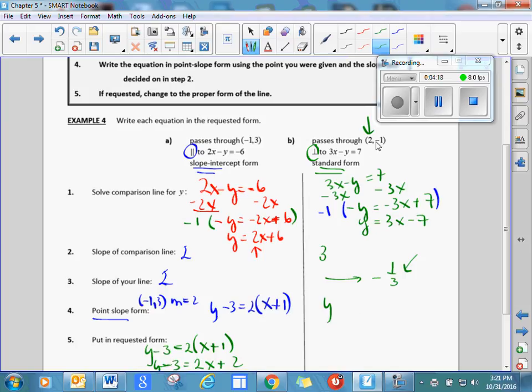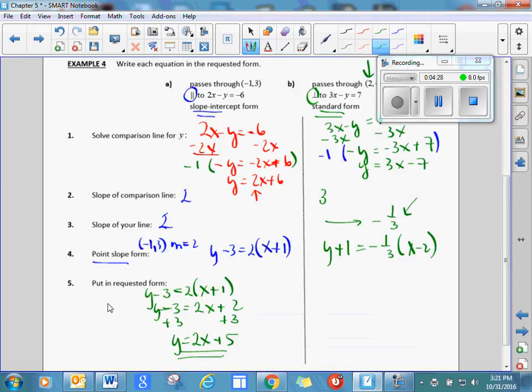Y minus a minus 1, so plus 1, is equal to minus 1/3 times x minus 2. That's great, but they're asking us for standard form. So standard form, if you remember from the last equations, has got to look different than this for sure. Y plus 1 is equal to minus 1/3 x plus 2/3. Now we need to get rid of our fractions. We're going to multiply through by 3.